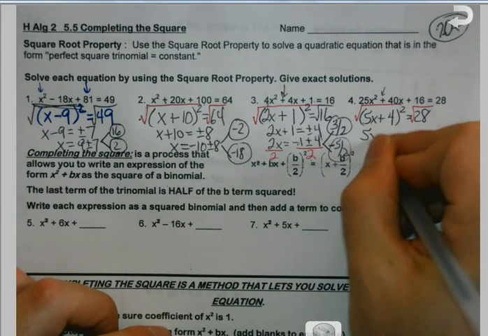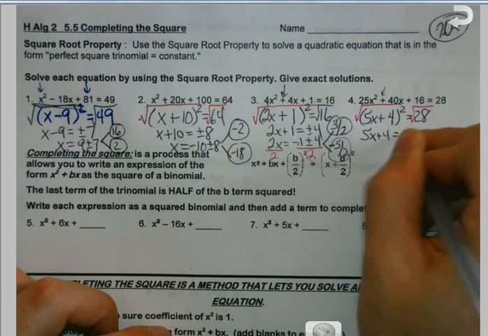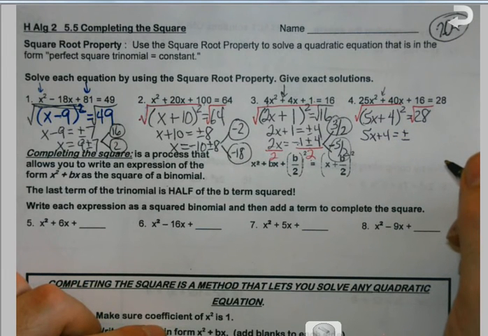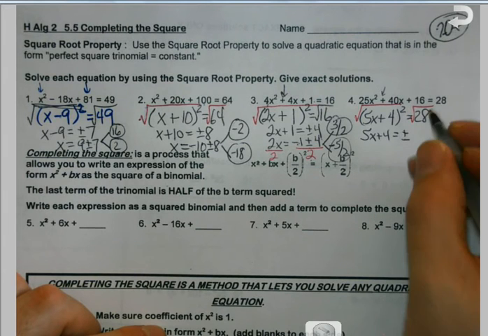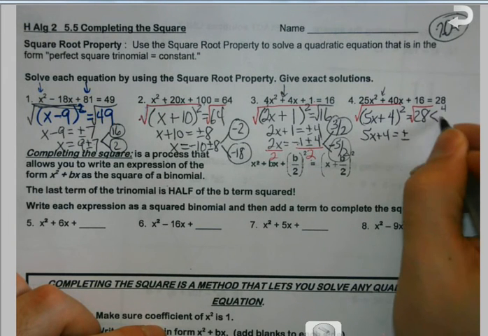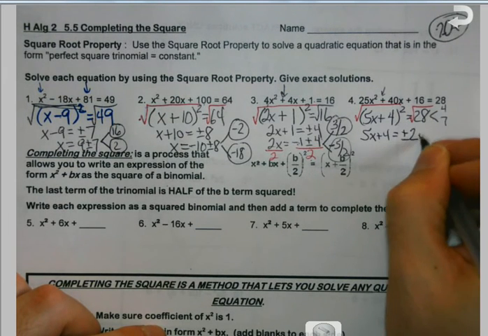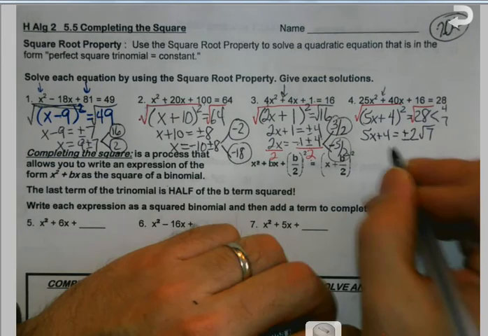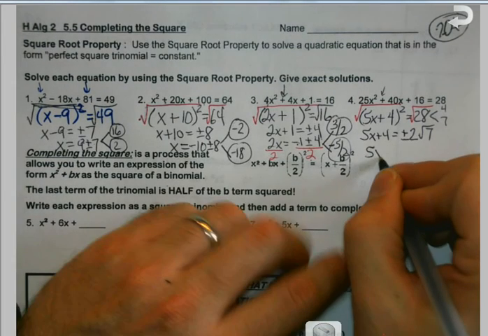All right, so 5x plus 4. Ooh, I get to break down the radical this time. What's the square root of 28 break down to? 4 and 7. And the square root of 4 is 2, so 2 square root of 7. And the whole process just continues basically like it did in number 3. I'm going to subtract my 4 over.